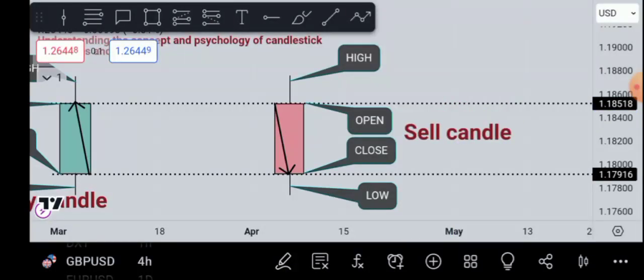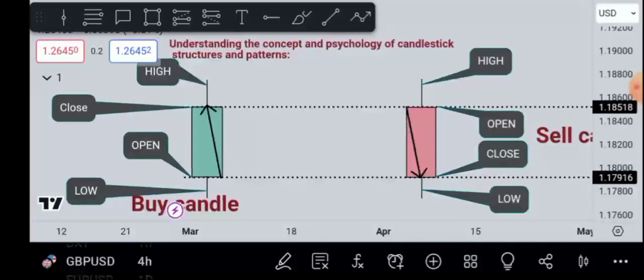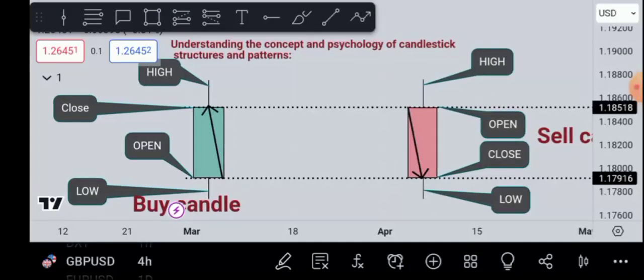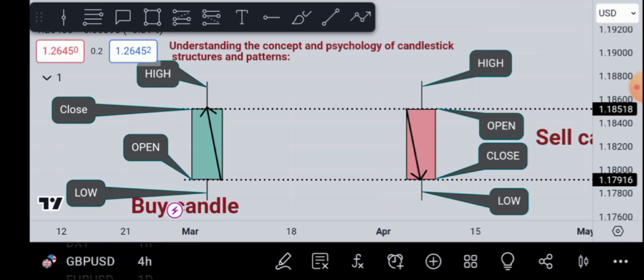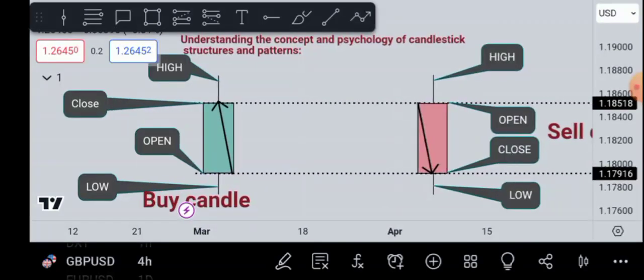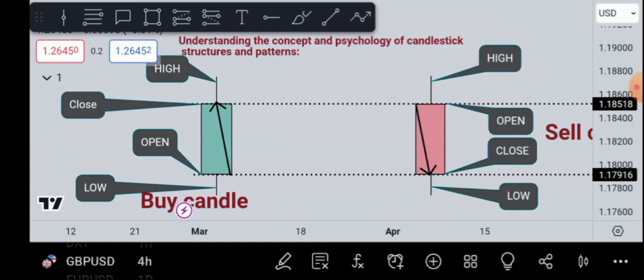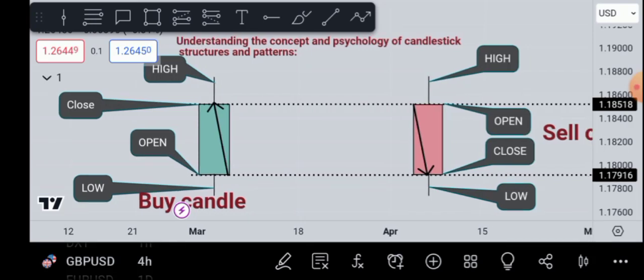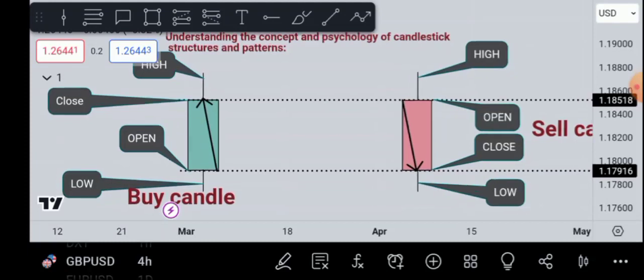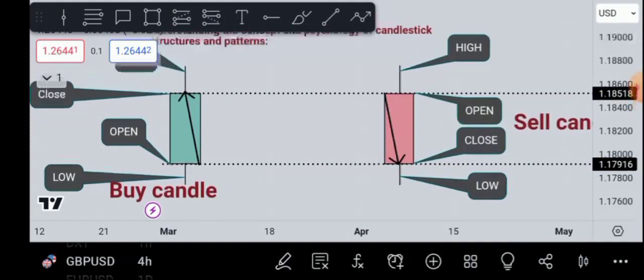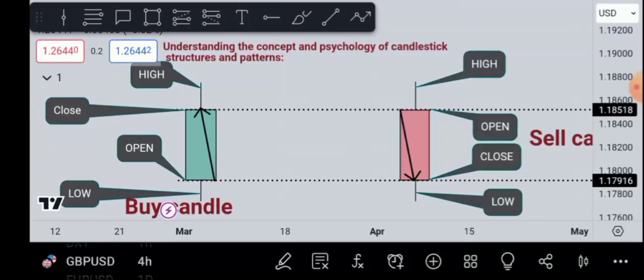I hope we are able to understand this fact, because if you don't understand this, you will get confused. I'm not trying to scare you. This is just the basics of what you should know. I believe this explanation was more elaborate as regards the structure of the candlestick. So when you see a candlestick, you should be able to tell whether it is a buy candle or a sell candle. That being said, let's dive more into the structure and psychology of the candlestick.